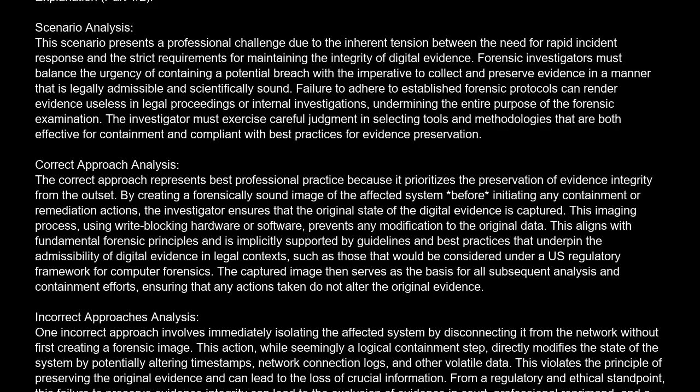Incorrect approaches analysis. One incorrect approach involves immediately isolating the affected system by disconnecting it from the network without first creating a forensic image. This action, while seemingly a logical containment step, directly modifies the state of the system by potentially altering timestamps, network connection logs, and other volatile data. This violates the principle of preserving the original evidence and can lead to the loss of crucial information. From a regulatory and ethical standpoint, this failure to preserve evidence integrity can lead to the exclusion of evidence in court, professional reprimand, and a breach of duty to conduct a thorough and unbiased investigation.